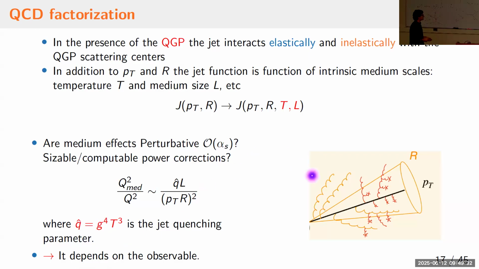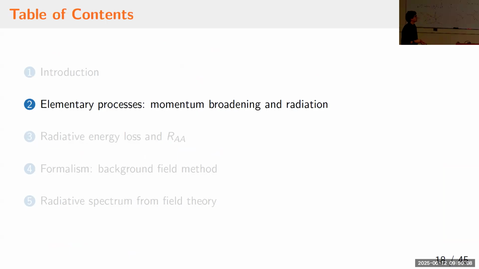So this is just a depiction of what could happen. You would have the same type of collinear radiation that is there just because you have a highly virtual state that fragments. This would happen in vacuum. But on top of that, you would have interactions with the scattering centers in the plasma, multiple collisions, which could lead to deflections of the particles in the jet. This leads to momentum broadening. In addition, you could have medium-induced radiation that leads to an increase in the number of particles in the jet. These kinds of processes are to be expected.